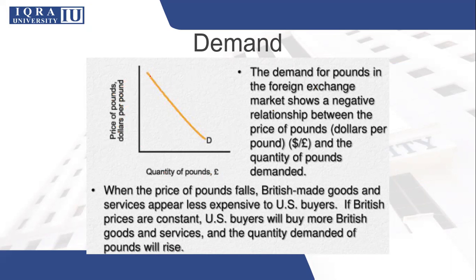You can see that like any other commodity, in the foreign exchange market, demand and price have an inverse relationship. That means when the price of the pound goes up, the quantity demanded is going to decline. So the demand for pounds in the foreign exchange market shows a negative relationship between the price and the quantity of pounds. Like any other commodity, when the price goes up, the thing becomes too expensive, and because of that, demand falls.